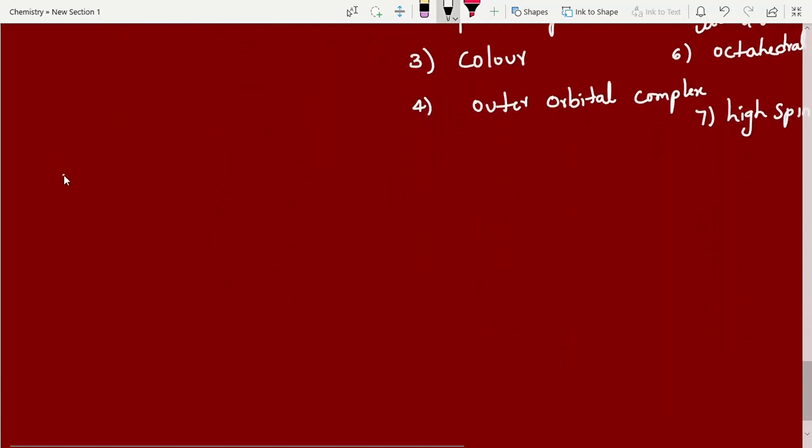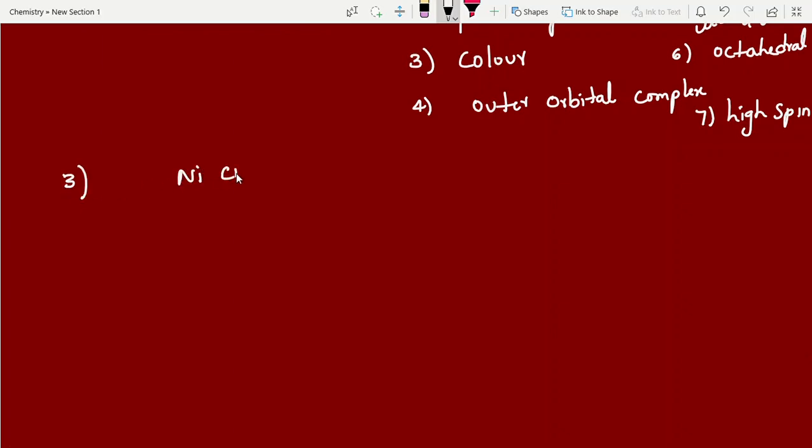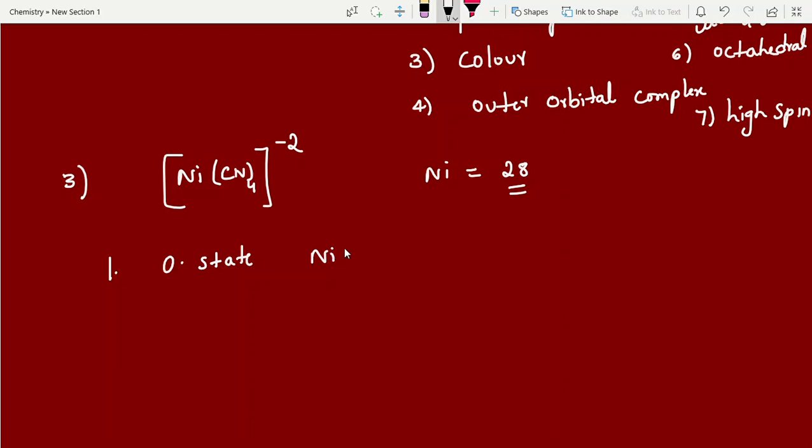Now example 3. What is example 3, students? Do it fast. Nickel cyanide, [Ni(CN)4]2-. Right? What is the nickel atomic number? Sometimes in examination they are not giving atomic numbers; we have to remember nickel. First step. What is the first step, students? Calculate oxidation state. Nickel, what is the oxidation state here? Nickel plus 4 into minus 1.